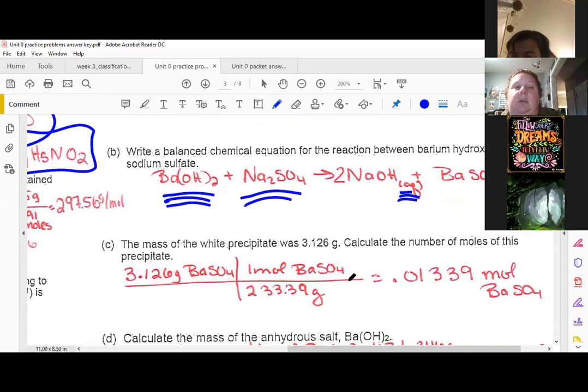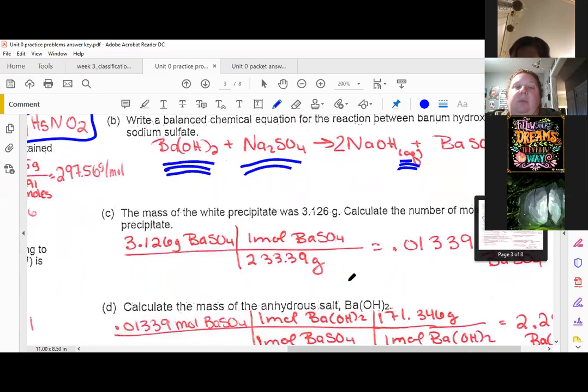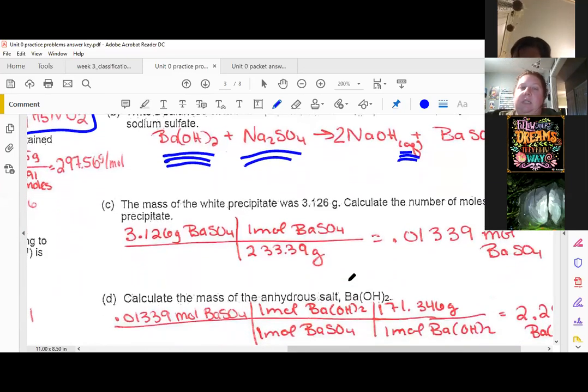So then C, the mass of the white precipitate was 3.126 grams. They told us that in the data table. Calculate the number of moles of this precipitate. So all we have to do is do a molar mass. They give us the grams of barium sulfate. Use the molar mass of barium sulfate to convert that into moles.